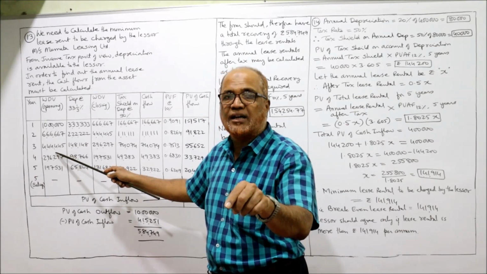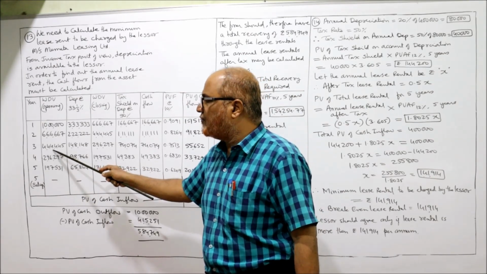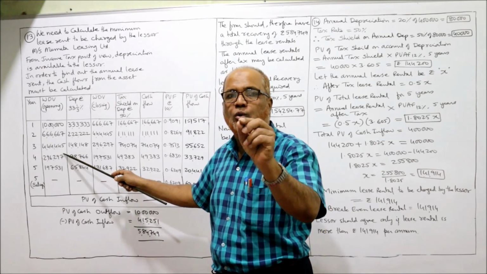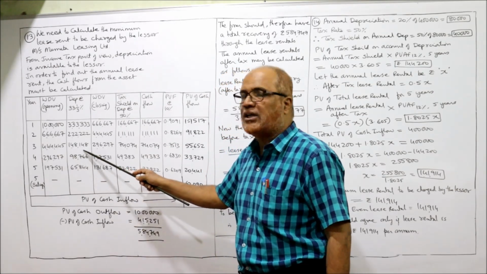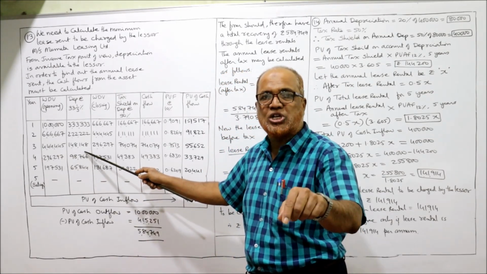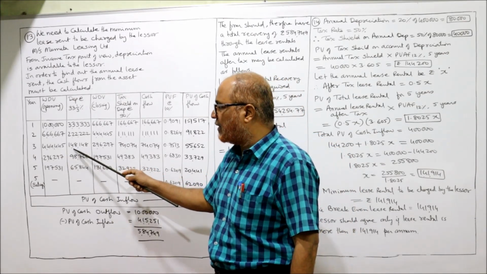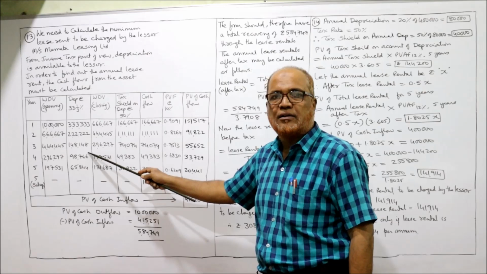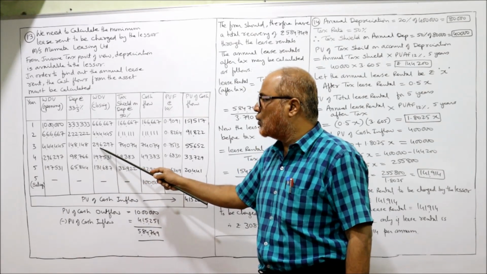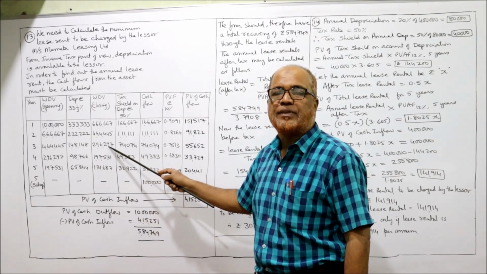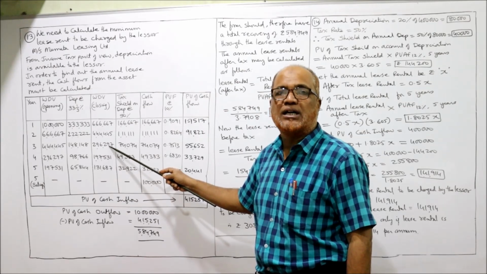Then again 1/3 depreciation. 4,44,445 into 1/3. You will get 1,48,148. This is the depreciation for third year. Now subtract 4,44,445 minus 1,48,148. After deducting, 2,96,297. This is the WDV at the end of third year.